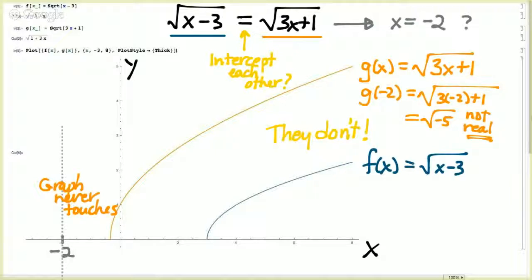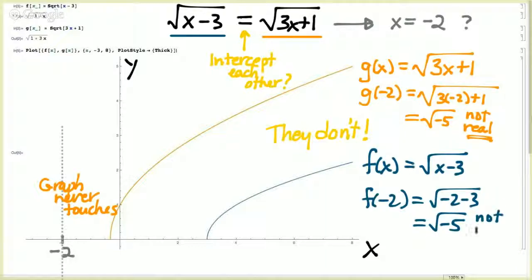The same thing is true of our other function as well. f of negative 2 is the square root of negative 2 minus 3. It's also the square root of negative 5. It's the same non-real number as g has when x is equal to negative 2, but again, it's still not real. And so the blue graph here also never touches the vertical line where x is equal to negative 2. So these two graphs never intersect. And specifically, they certainly don't intersect at the point where x is equal to negative 2.